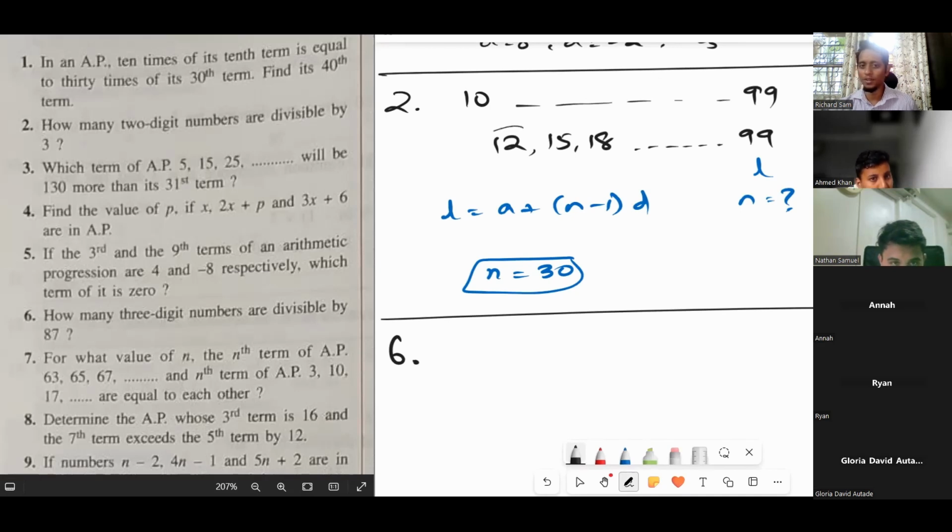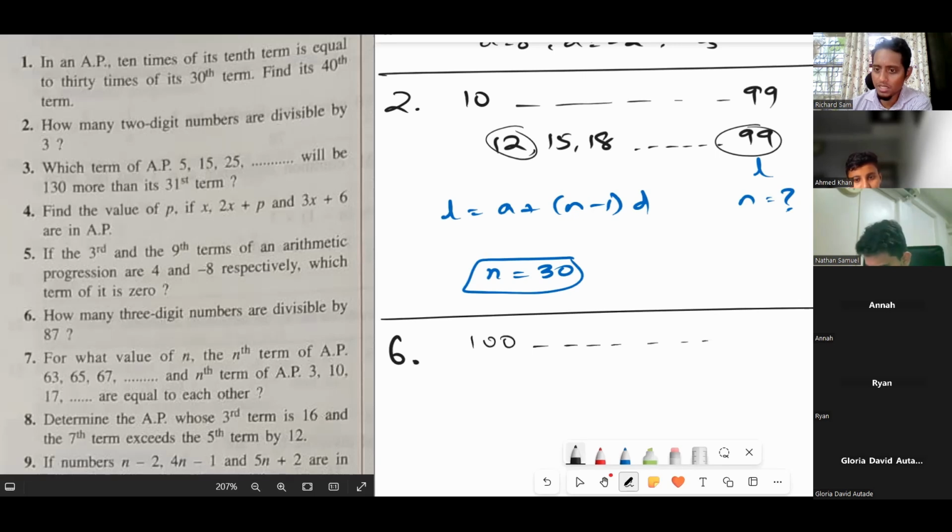So we were easily able to find the 12 and the 99, because we know that 12 and 99 are in the 3 tables. So we got the first term and the last term. But here, 3-digit numbers. What is the first 3-digit number? 100. And the last 3-digit number is 999. From this, we have to see which is the first 3-digit number that's divisible by 87.